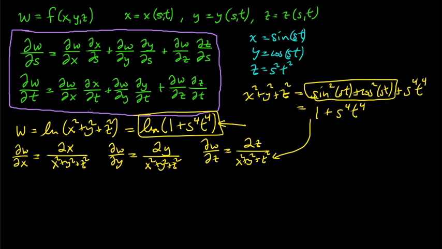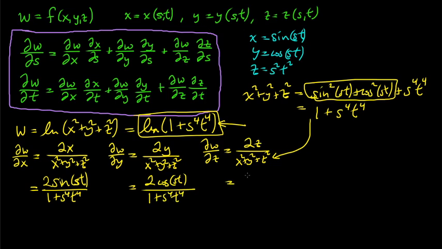But again, I think they wanted us to use the chain rule, so we can rewrite each of these in terms of s and t, of course. The x partial is going to be 2 sine of s times t, divided by 1 plus s to the 4th t to the 4th. And then the y partial will be 2 times cosine of st divided by 1 plus s to the 4th t to the 4th. And then the z partial will be 2 times z, which is s squared t squared, over the same 1 plus s to the 4th t to the 4th.